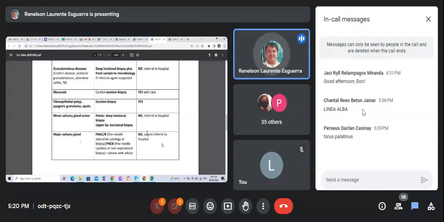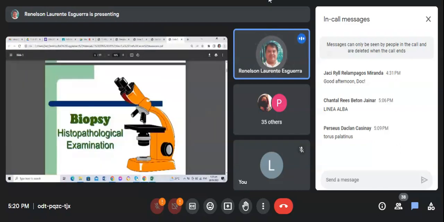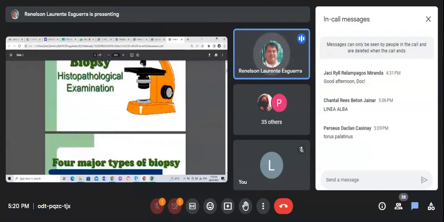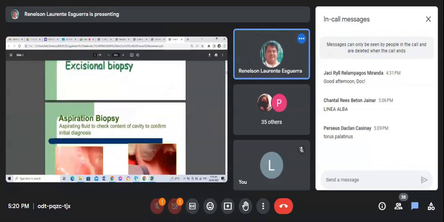So you might be asking me, why, Doc, what are the most appropriate biopsy procedures we can do in general practice? So you have here either oral cytology, aspiration, fine needle aspiration, incisional and excisional biopsies. So for the fibroepithelial polyps, as well as that of the mucocele, we can do that.